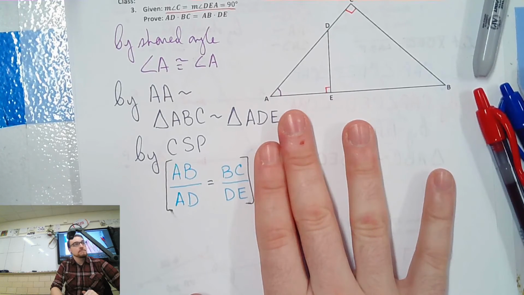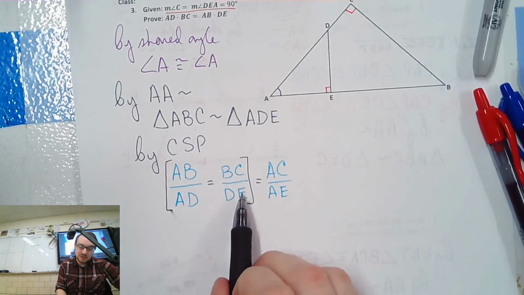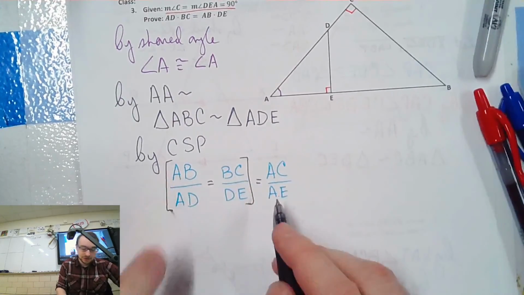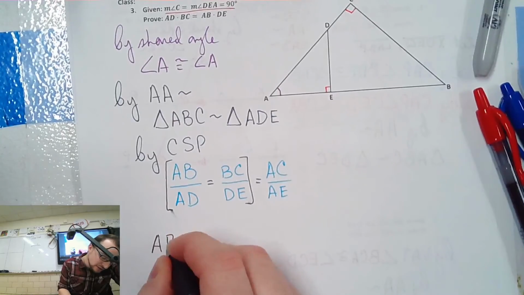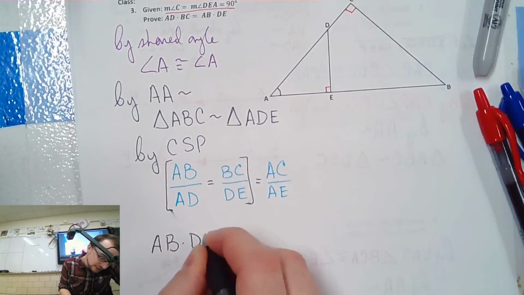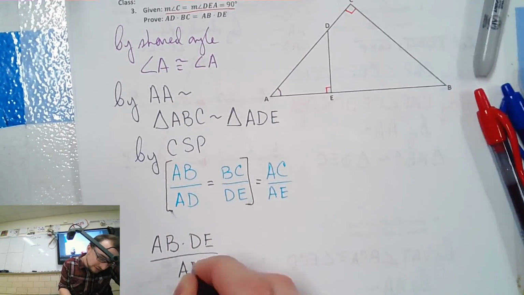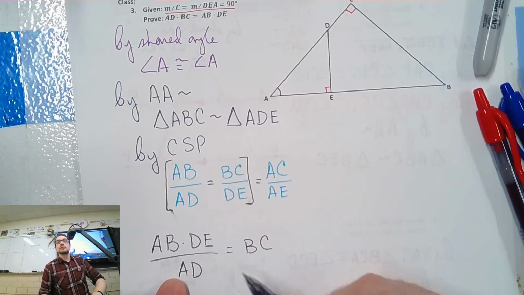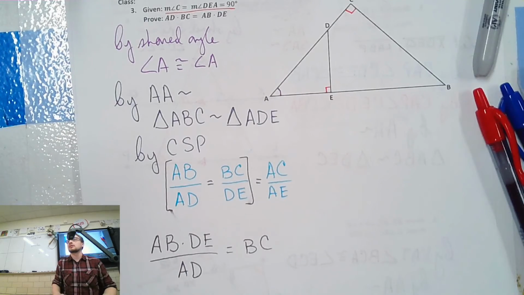Zayden? Multiply both sides by AD and then both sides by DE. So check it out. If I multiply this side by DE, right, that gets rid of division by DE. And now it's over here. So I have AB times DE over AD equals BC. Do you guys see how I multiply by DE to move it over? Is everybody cool with that?